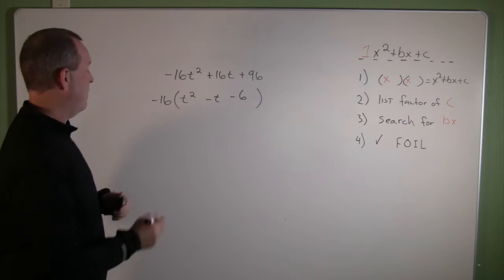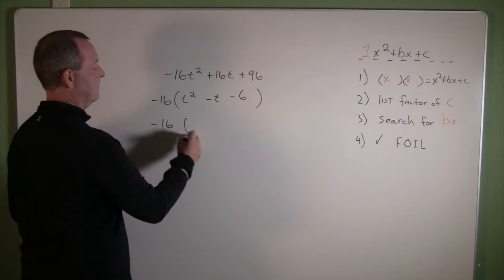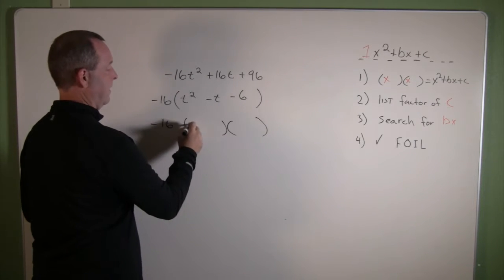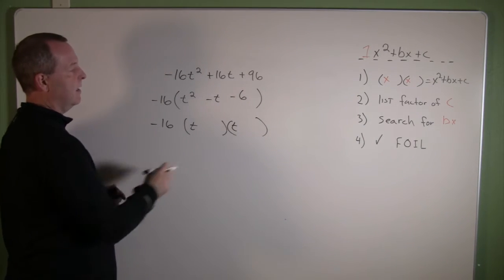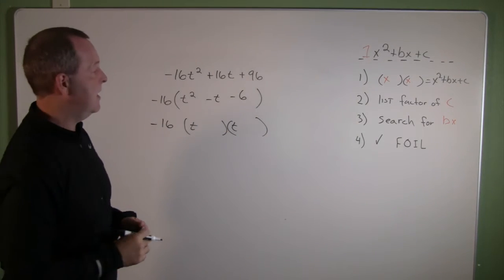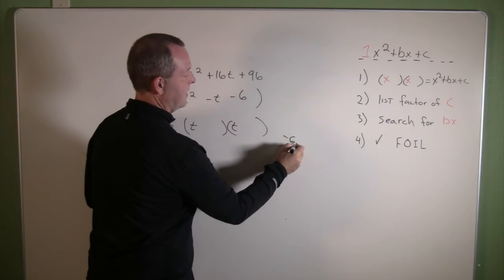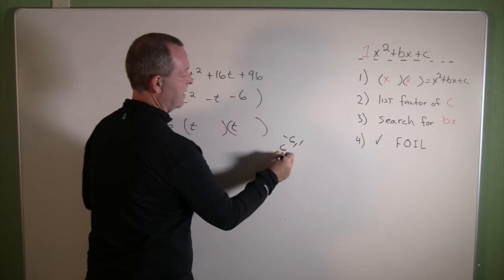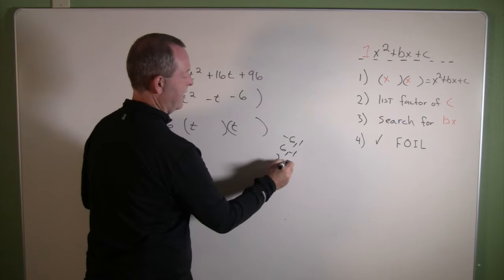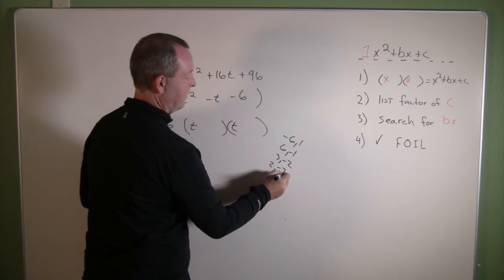From here, straightforward, negative 16. Variables, which in this case is a t. All my factors that make a negative 6. Negative 6 and a 1. 6 and a negative 1. 3 and a negative 2. 2 and a negative 3.